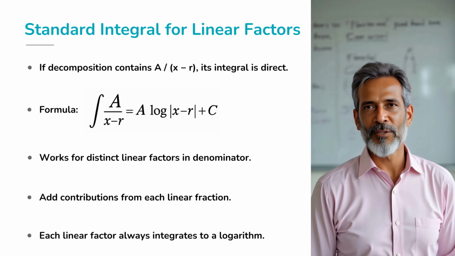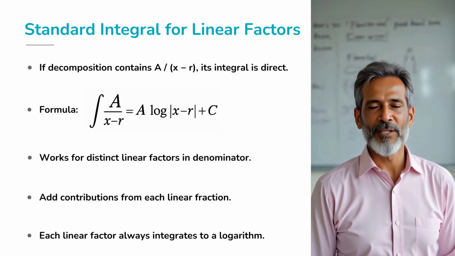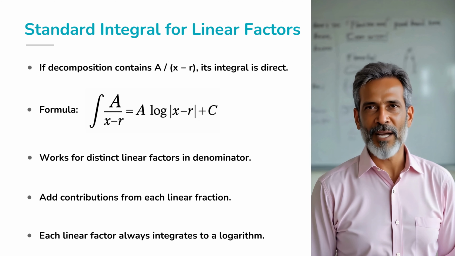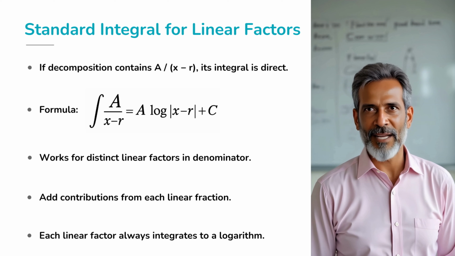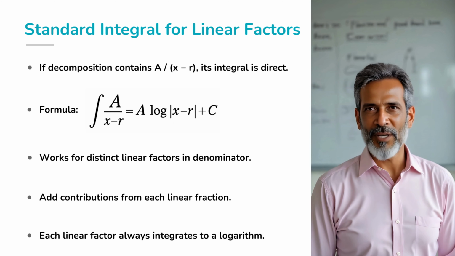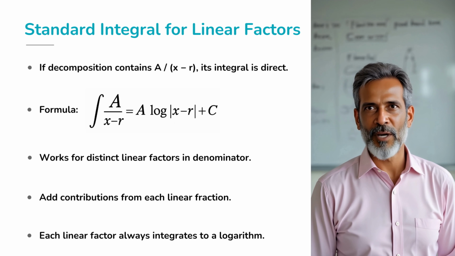Now let's see what happens with proper rational functions. The idea is to split them into smaller, easier fractions, and that is what we call partial fraction decomposition. The denominator decides the structure of these partial fractions. If the denominator has linear factors, we get terms like a divided by x minus r. If it has irreducible quadratic factors, we get terms like bx plus c over ax squared plus bx plus c. The unknown constants a, b, and c are found by equating numerators. Once decomposition is done, the integral reduces to standard formulas.